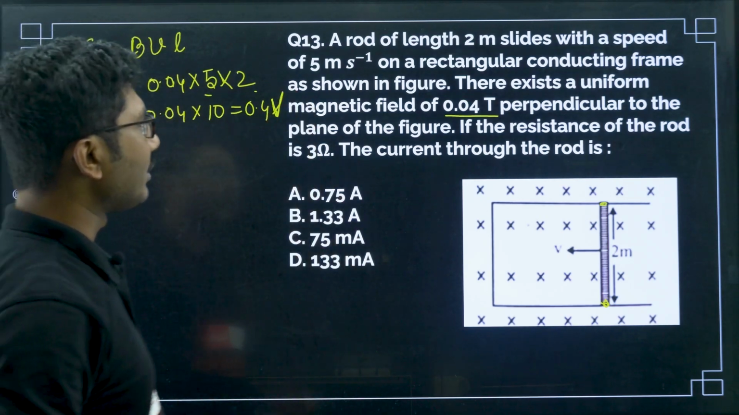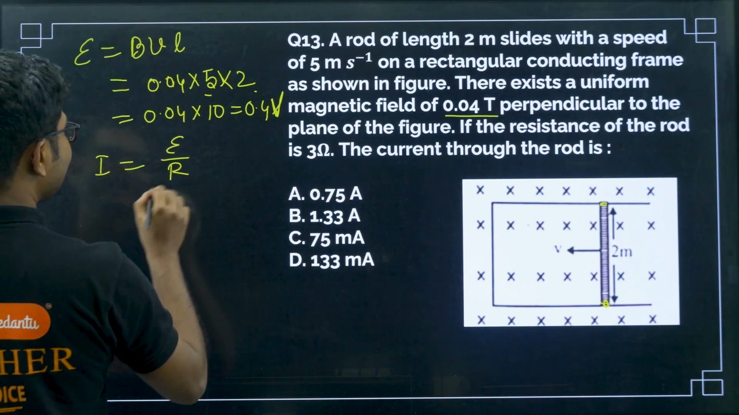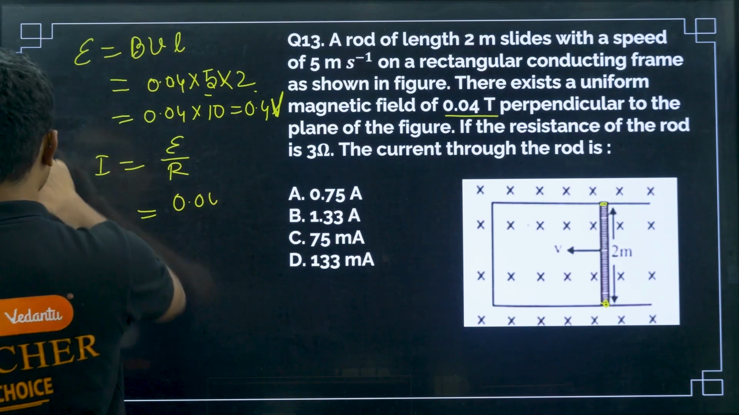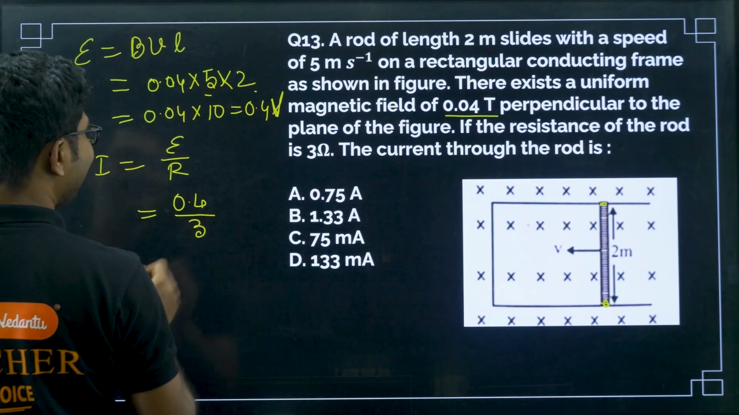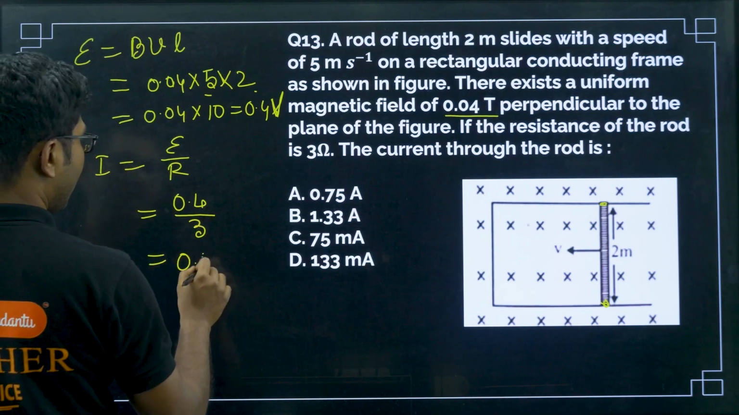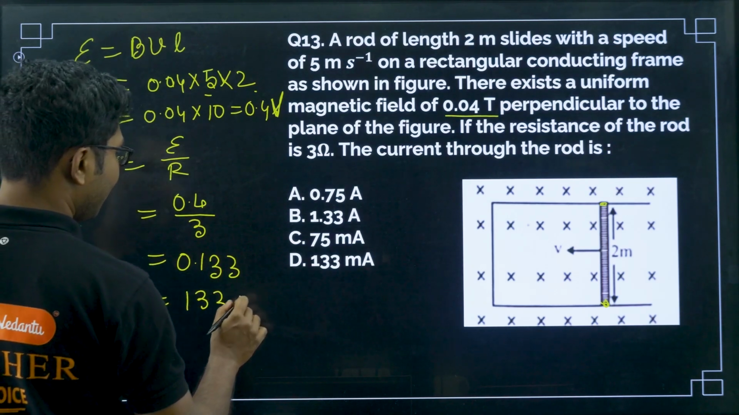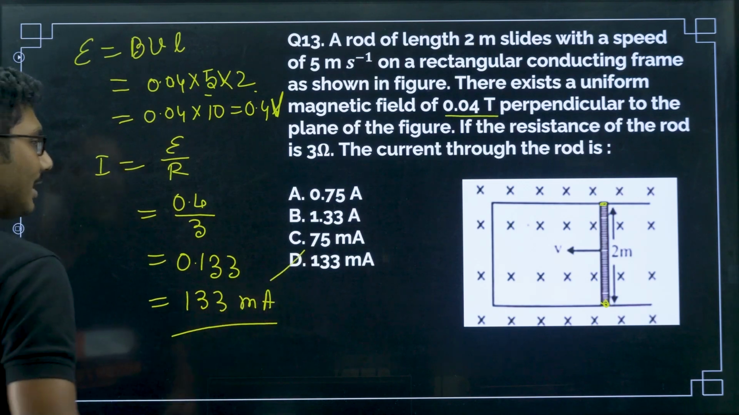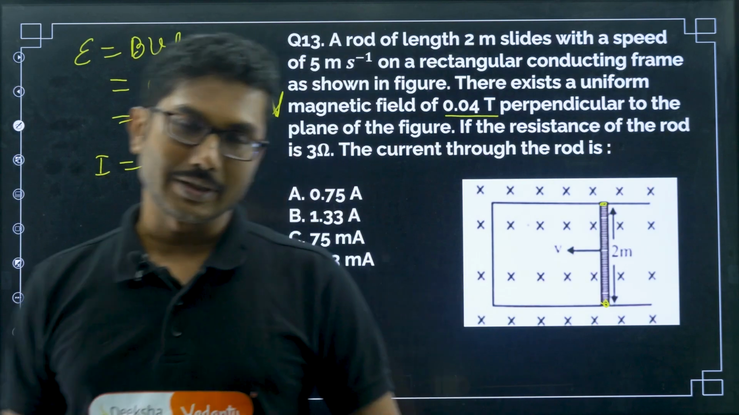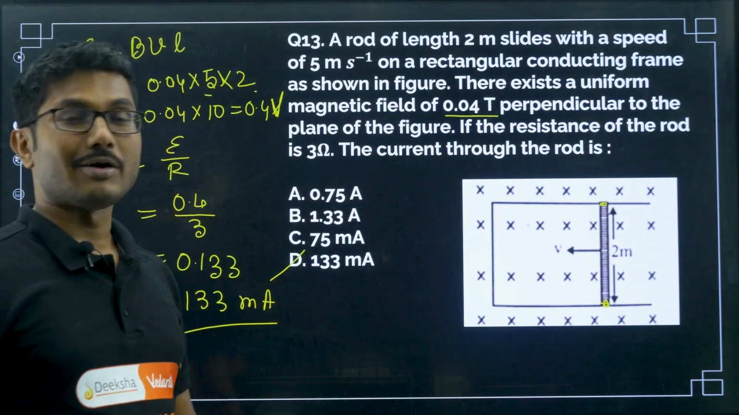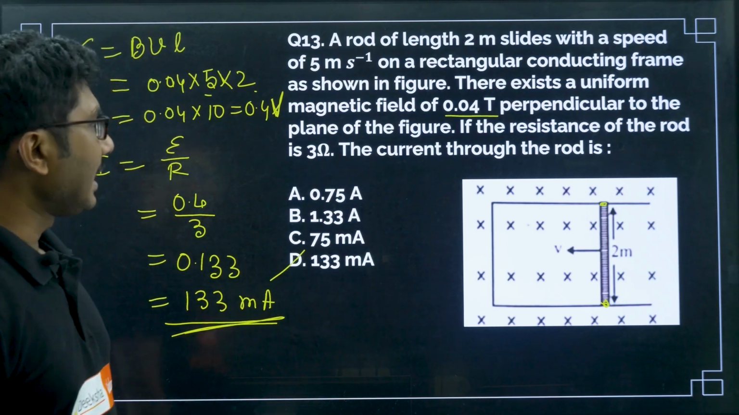Now, what you have to do? You have to calculate the current. So, current is basically voltage by resistance. So, 0.4 divided by 3. So, it will be 0.133 something like that, or you can say 133 milliampere. So, the correct answer is 133 milliampere. Milliampere means divided by 10 to the power 3, or multiplied by 10 to the power minus 3, or divided by 1000. That is how you can say this is 133 milliampere.